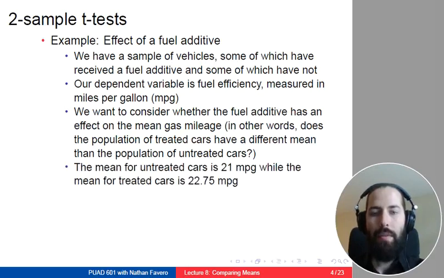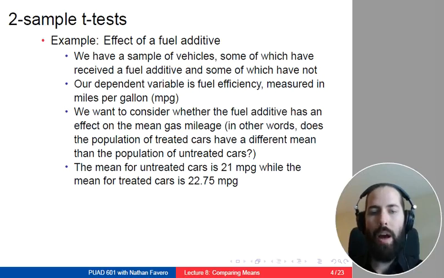The mean for the untreated cars in this little data set is 21 miles per gallon, while the mean for the treated cars is 22.75 miles per gallon. So the gas efficiency is higher for the cars that received the fuel additive. We'll actually open this data set in just a moment. But this supports the idea that maybe the fuel additive is helping.